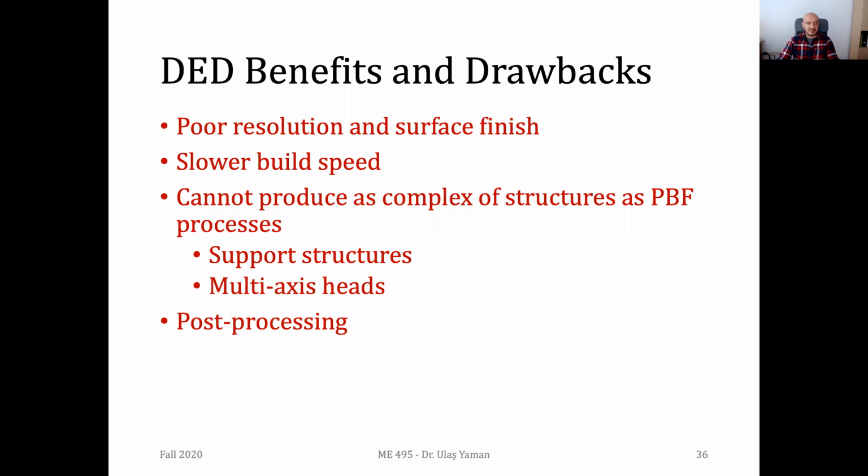And lastly, since we are producing the parts on a substrate, you need to remove the part from the substrate by using some other finishing operations. Processes like wire EDM or sawing can be used to remove your parts from the substrate. So this actually sums up the direct energy deposition systems.